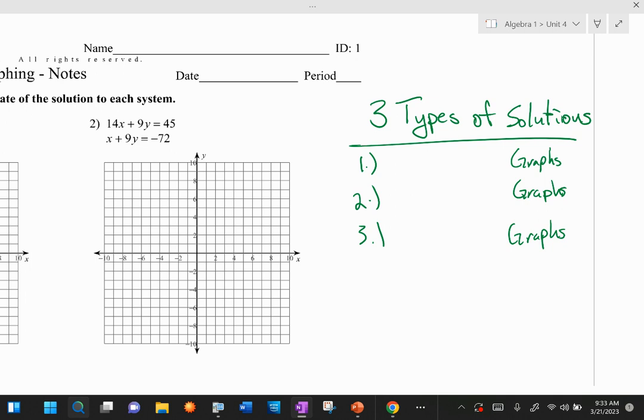3 types of solutions, and what do those graphs look like? You should write them down. You have plenty of blank space out to the right or at the bottom of your page.